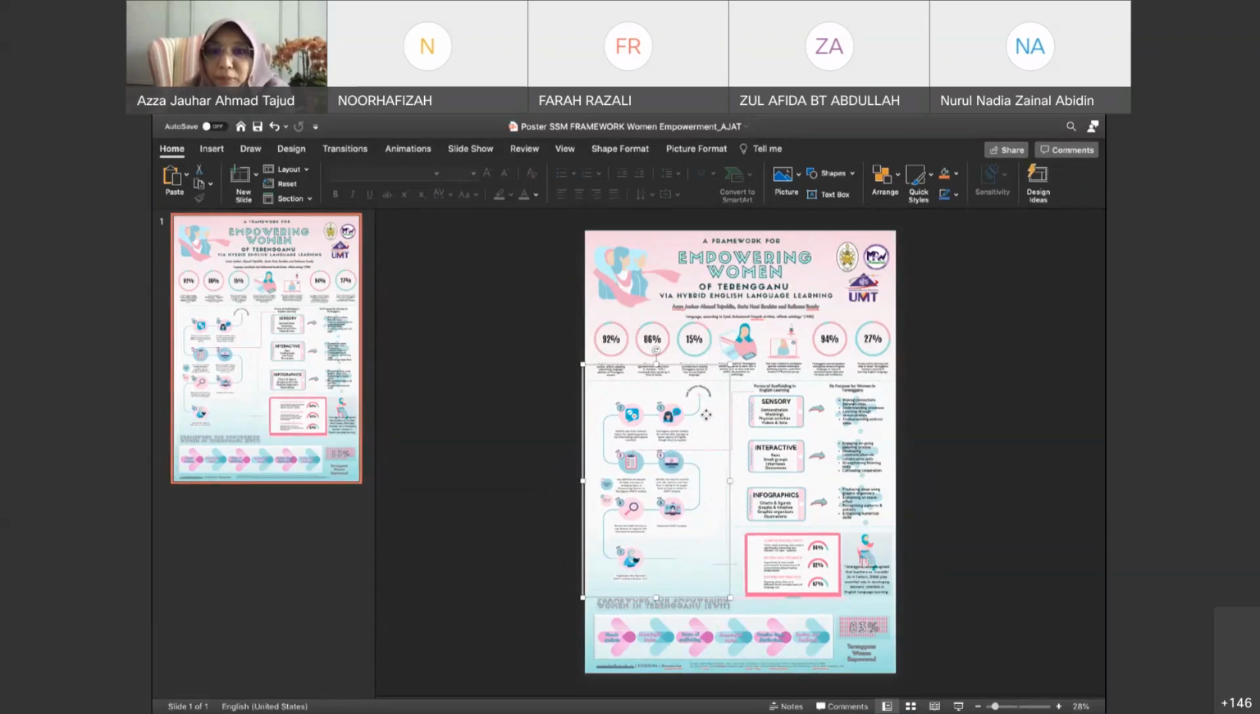So what needs to be in a poster? A poster, in my view, needs to be an infographic. Infographic in the sense that don't put too many words, but you actually fulfill the needs of the guideline.